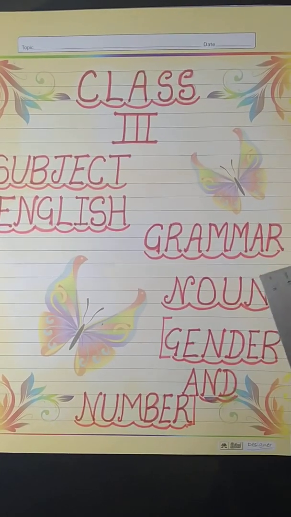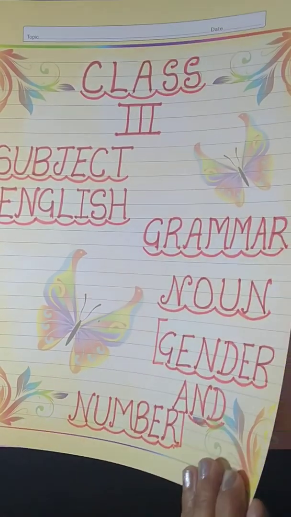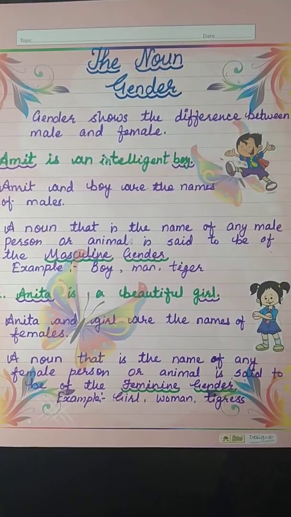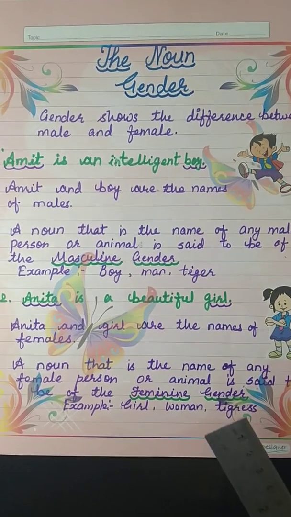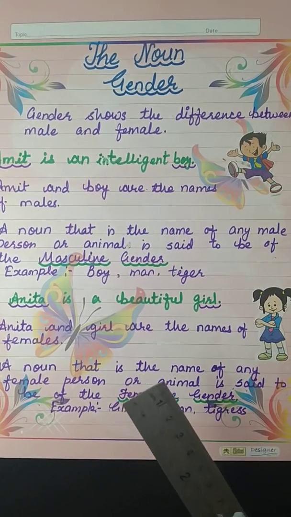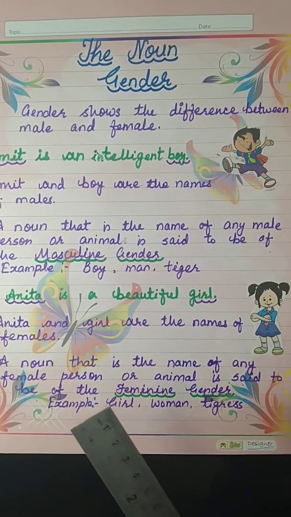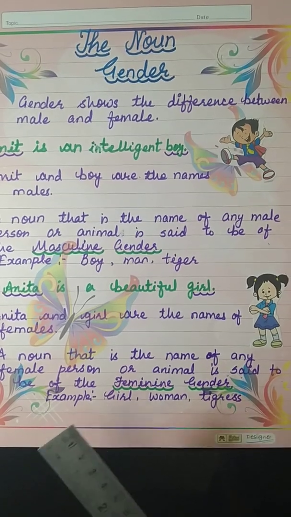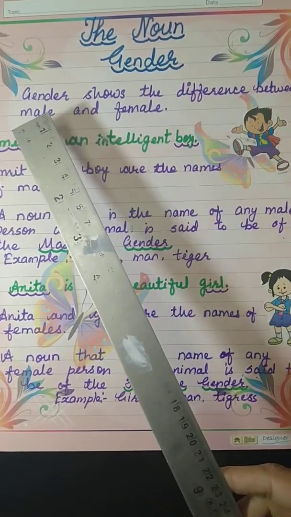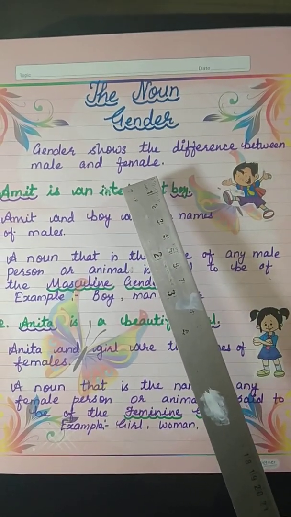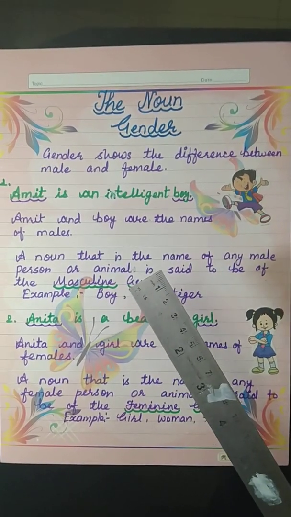Its name is gender and number. Okay. Now previously you have learned about noun and we will learn about their gender and their number also. But first we will see what is gender. Gender shows the difference between male and female. Means it helps us to differentiate between male and female.